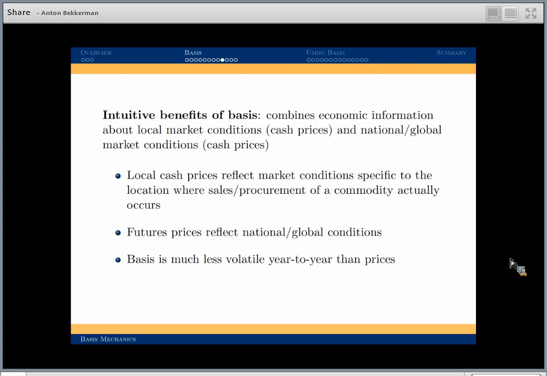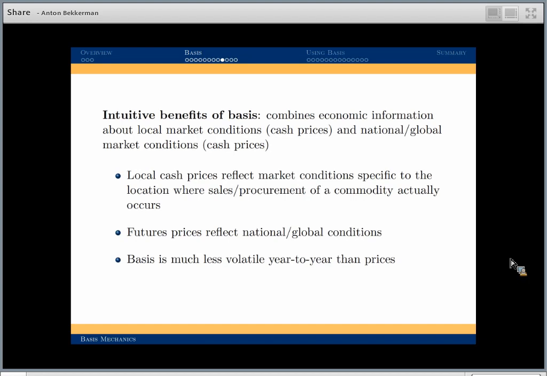Right, and that's really beneficial. That's much more powerful than just observing what happens to local cash prices, or just relying on futures prices without having any knowledge about cash prices. Okay, so what's the benefit here? Well, local cash prices often reflect market conditions that are specific to the location where the sales or the procurement of a commodity actually occurs.